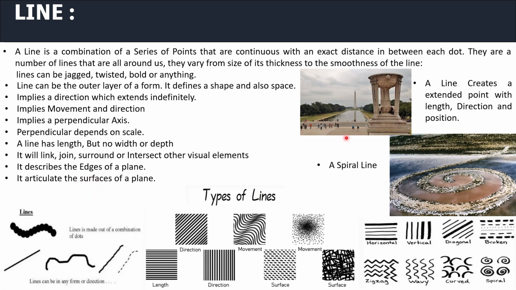Okay, it describes the edge of a plane. Okay, now if you see this picture over here, this picture is depicting a spiral line, right? See over here, you can see, and then if you see, it is creating a direction or a length of the object. Now you see this particular monument, and by looking at these lines you can tell it is far away. Okay, so you are getting a sort of perspective. A line creates an extended point with line, direction and position, right?